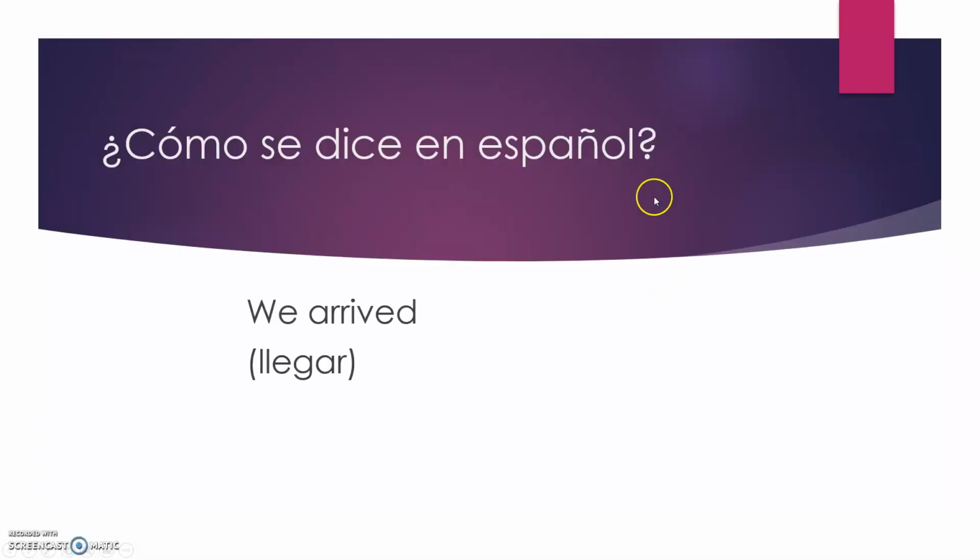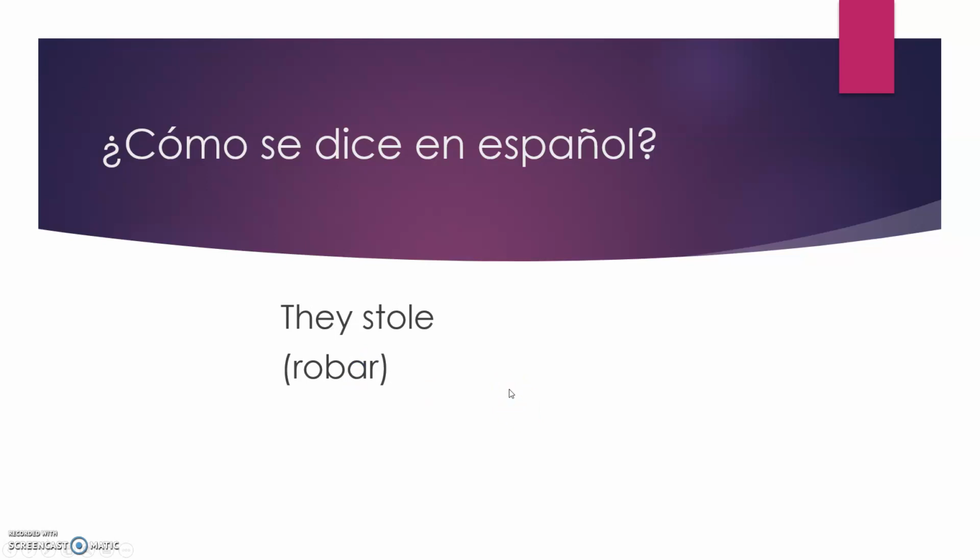How about some examples in English, and you get to give me the Spanish word. This is a little bit harder. If you need to use your notes at first, that's totally fine. So, ¿cómo se dice en español we arrived? The verb is llegar, and we want the nosotros form in the preterite. It's llegamos. Remember that in the preterite, the nosotros form is the same as the nosotros form in the present tense.